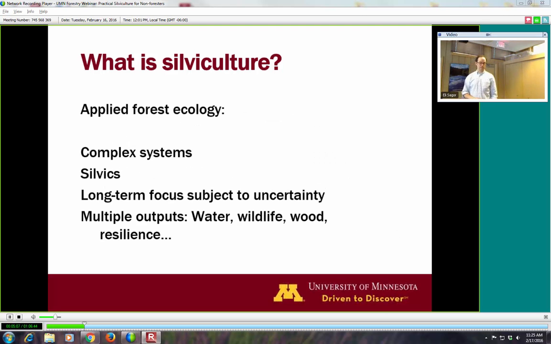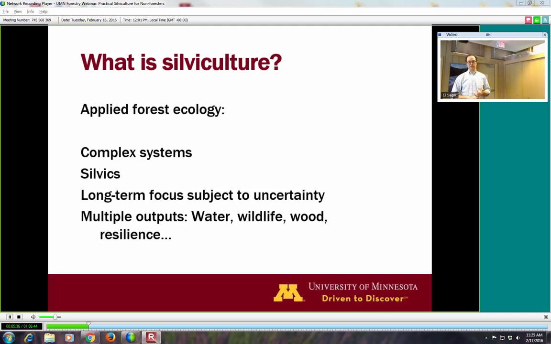So that is the art and science of managing all of these things. The short definition of what silviculture really is: applied forest ecology. Silviculture is informed by decades of research into ecosystem function, obviously focused on forested ecosystems. These are highly complex systems. And when we begin to think about applying what we know about the ecology of these systems, it happens with a lot of understanding of silvics.